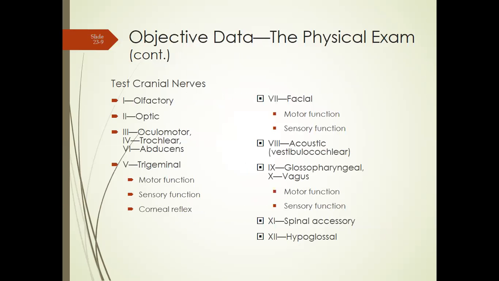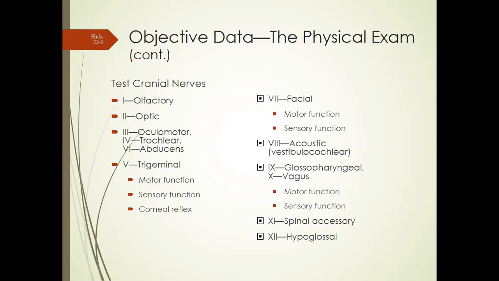Now, objective data. Firstly, we test the cranial nerves, so first I introduce you to the cranial nerves. There are 12 cranial nerves in your brain. First is olfactory, second is optic, third is oculomotor, fourth is trochlear, and sixth is abducens. Because the oculomotor, trochlear, and abducens nerves supply the eye muscles, we include them at the same time.